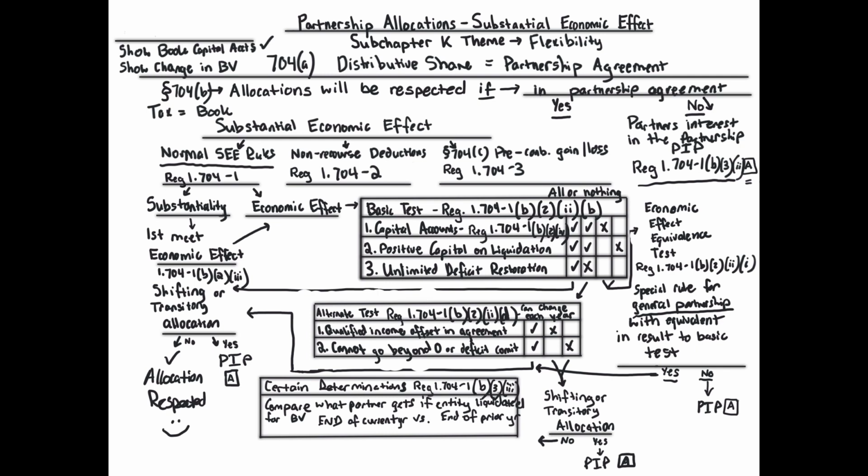So then we said, okay, if it's not in the partnership agreement, we follow the partner's interest in the partnership, which is that PIP, right? Factors test. We don't want that because the certainty is not there. If we do have it in the partnership agreement, it's specified, then we have to ask, does it meet substantial economic effect? So again, we differentiated the normal SEE rules, non-recourse deductions, and pre-contribution gain or loss. Non-recourse deductions and pre-contribution gain or loss, those are for other videos, other topics. So we go to normal SEE rules. So for the rest of the presentation, we assume it's just a normal allocation. So when we analyze the allocation, we're going to focus on the book capital accounts and the change in book value.